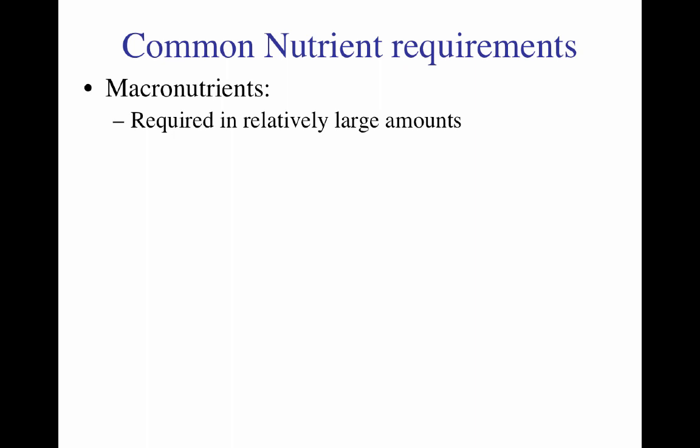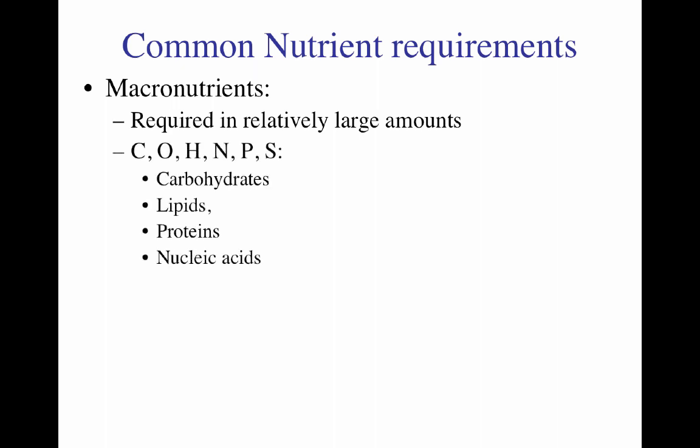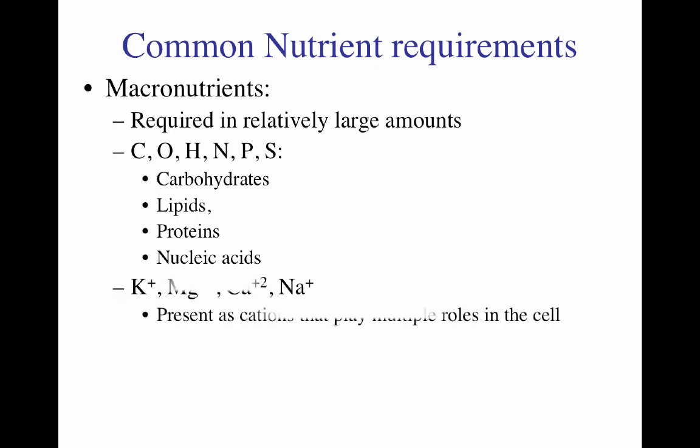Now, when we look at microorganisms, we're going to look at their nutrients, and we can divide the nutrients into macronutrients, which are required in large amounts. Those are the nutrients that provide carbon, oxygen, hydrogen, nitrogen, phosphorus, and sulfur. So basically the big macromolecules that organisms are exposed to: carbohydrates, lipids, proteins, and nucleic acids.